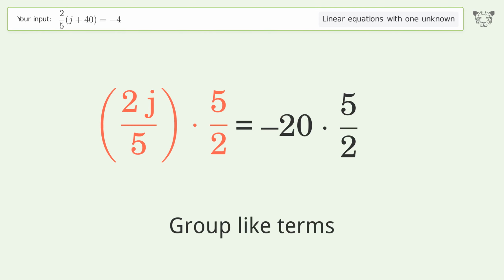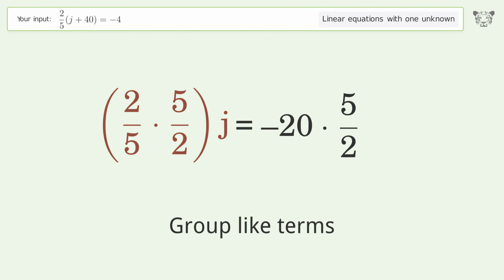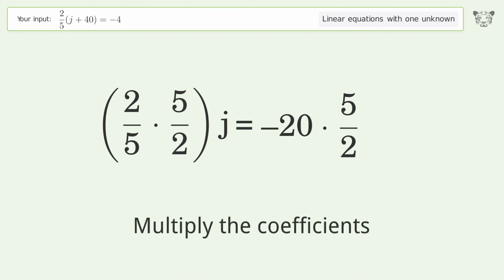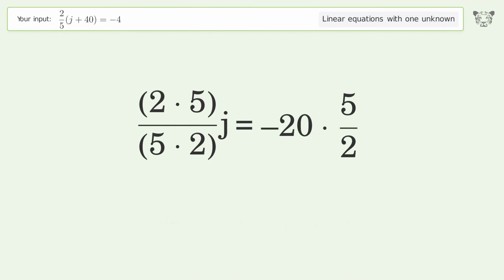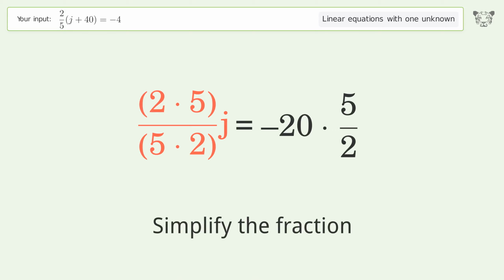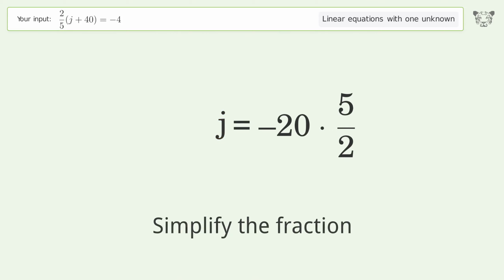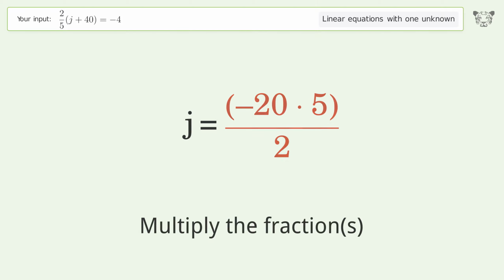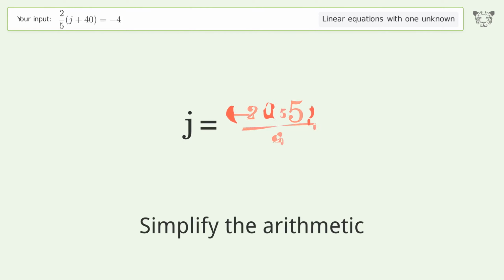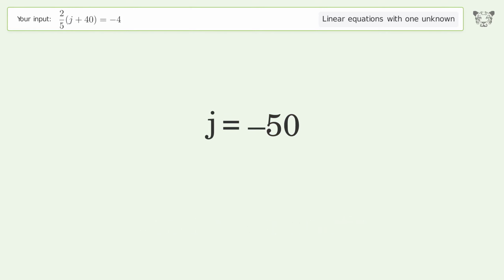Group like terms. Multiply the coefficients. Simplify the fraction. Multiply the fractions. Simplify the arithmetic. And so the final result is j equals -50.